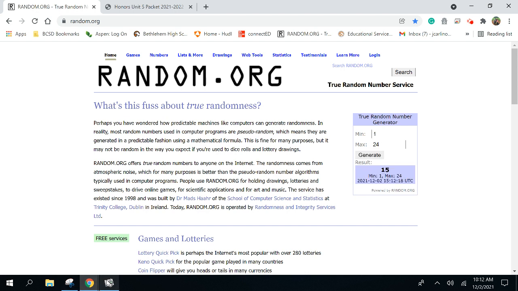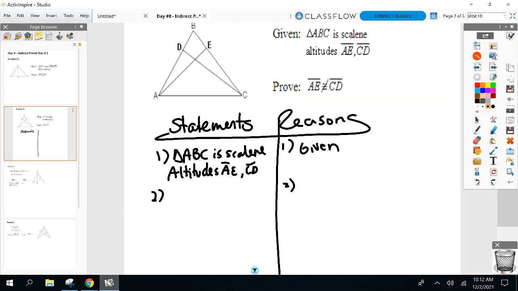Let's try out 15. It says that AE isn't equal to... Correct. If I'm asked to prove something's not equal, not happening, we better be doing this indirectly. All right, so I wrote all my givens. Next step, I need to assume something is true.